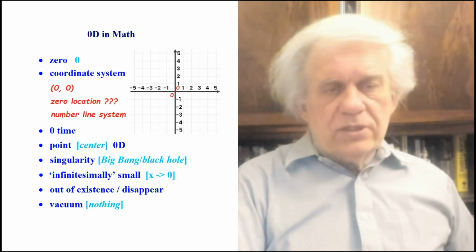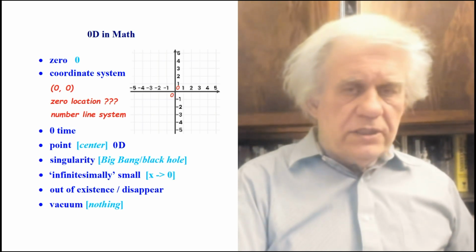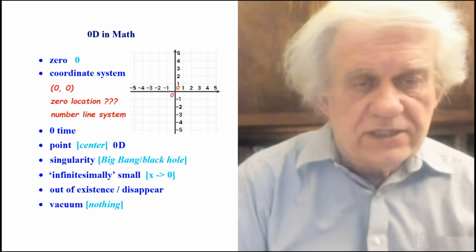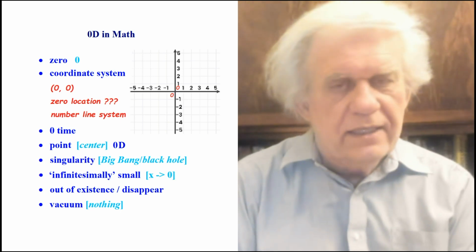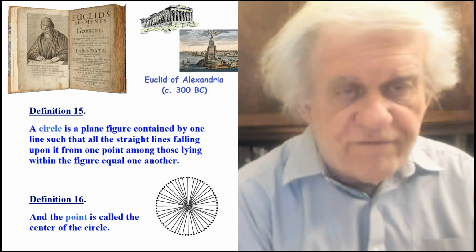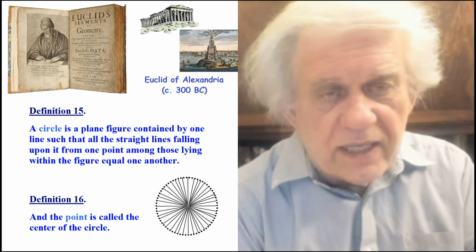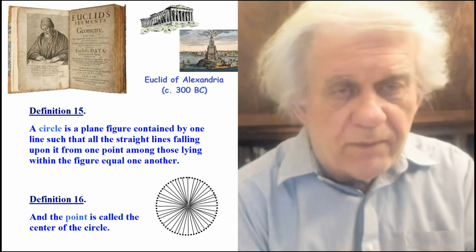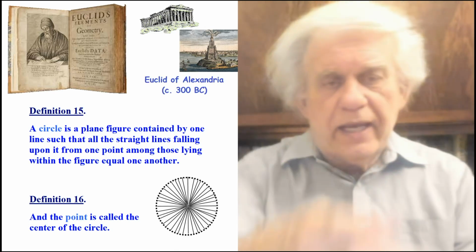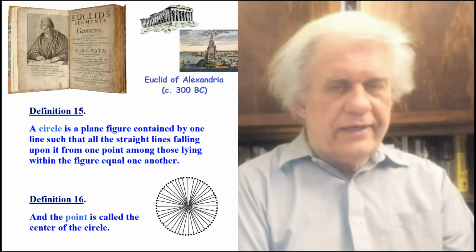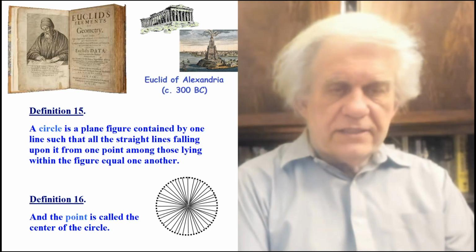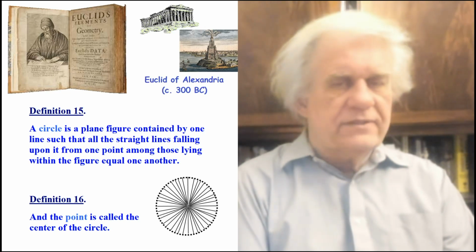So he continued, he used the point as the center of a circle. He defined it as a location, he defined it as a concept. Here it is, he says, a circle is a plane figure contained by one line such that all straight lines falling upon it from one point among those lying within the figure equal one another. He was talking about some kind of wheel there, with all the spokes. That's what he was referring to. And he says the point is called the center of the circle.